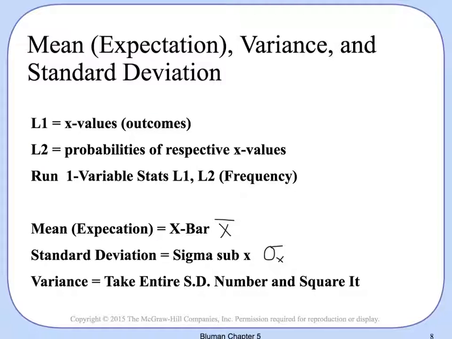Because if you're going to use those formulas, you're going to have to do each part separately, make a huge table, and it's not very accurate, nor efficient. So we want accuracy and efficiency. So the variance, you'll take the entire standard deviation number and square it. So you're going to take sigma sub x, that whole thing, and you're just going to square it. So you will be required to know how to do each of those. And let's go ahead and look.